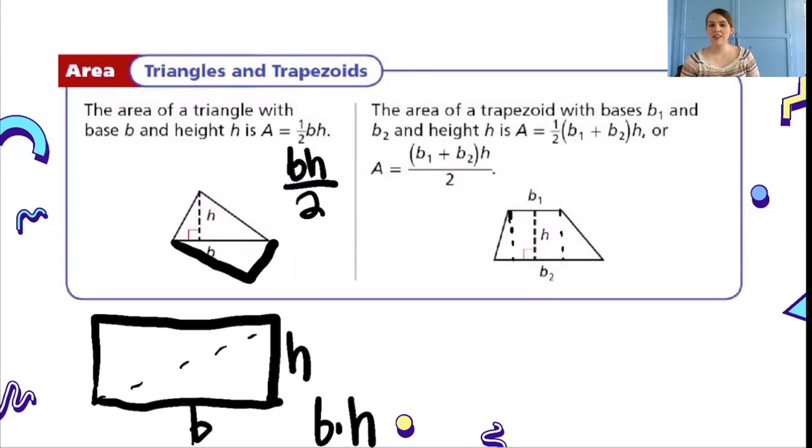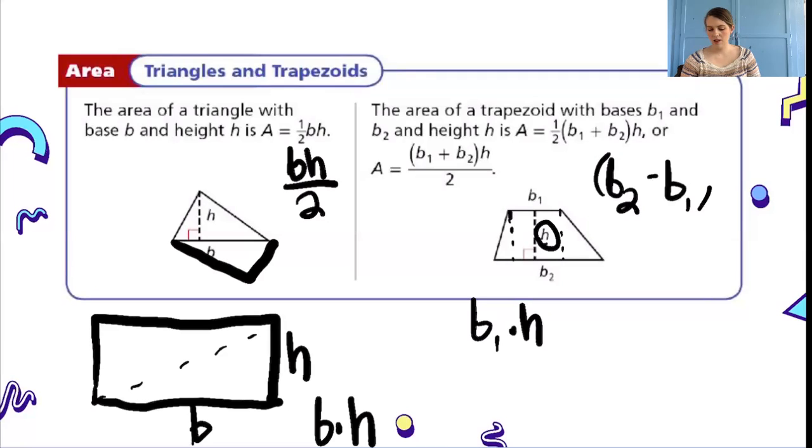So within a trapezoid, there's 2 triangles and a rectangle in the middle. Notice that whatever this rectangle in the middle is, it's the same as base 1 times the height. And with the triangles, we have 2 of them, which we could also write as base 2 minus base 1 times the height divided by 2.